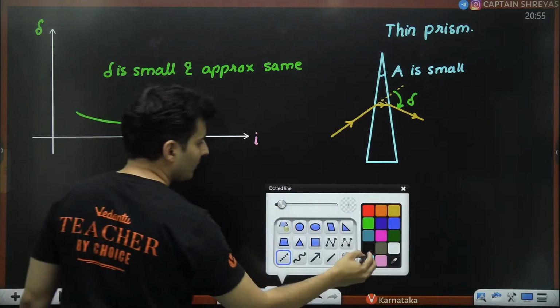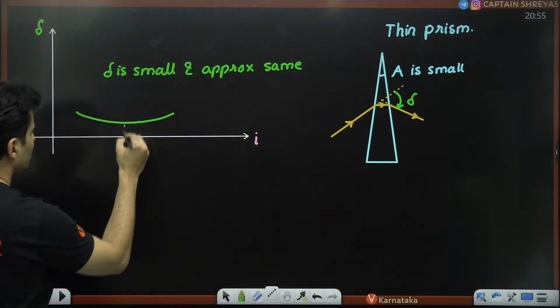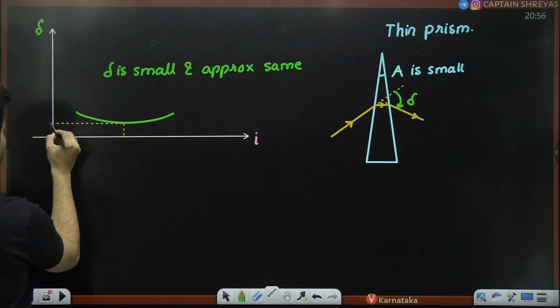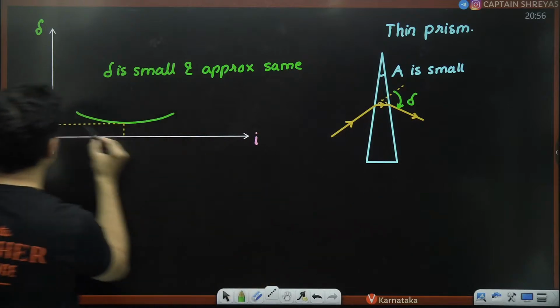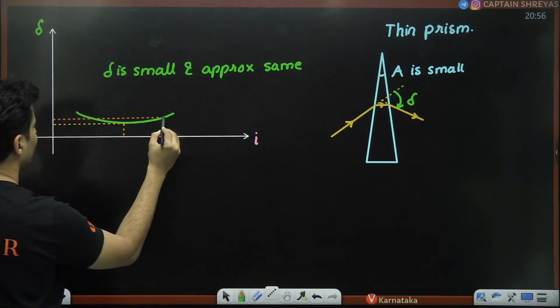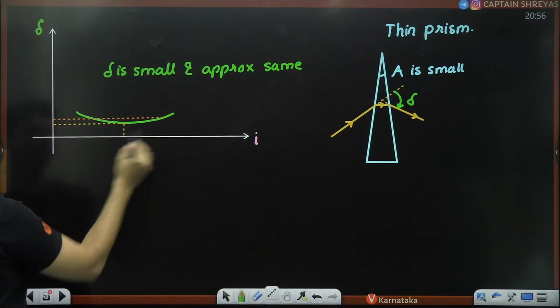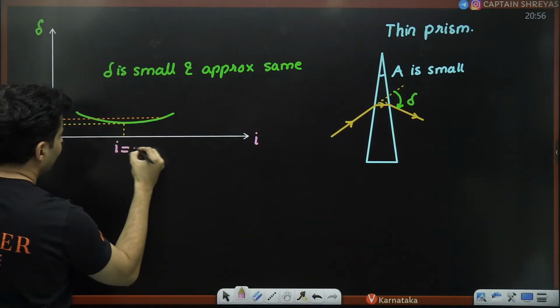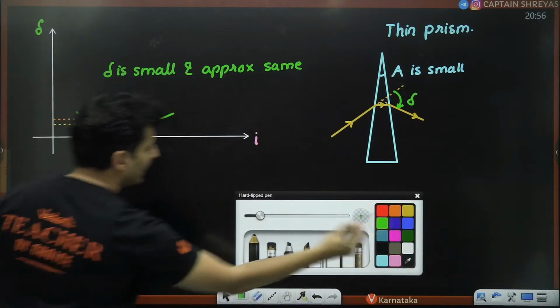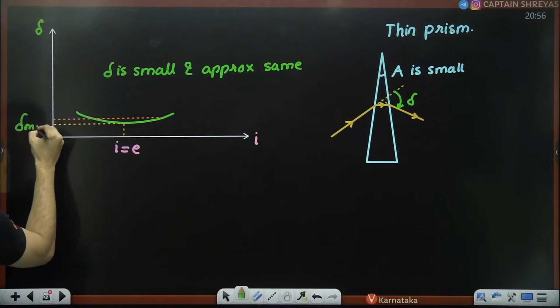So even if you show this minimum deviation or any other deviation, almost all the values are going to be the same, no matter what angle of incidence you choose. So this is when I will be equal to E. That's when you will get delta minimum.